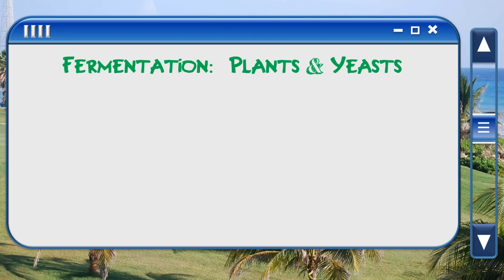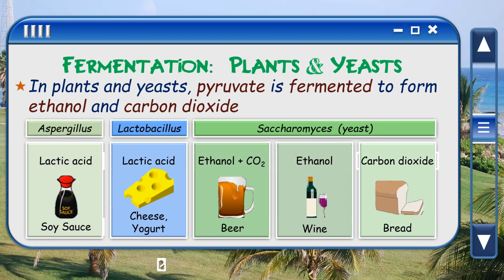So fermentation in plants and yeast. In plants and yeast, pyruvate is fermented to form ethanol and carbon dioxide. We have looked at fermentation in animals where we produce lactate. But when it comes to plants and yeast, our pyruvate is going to be fermented into ethanol and carbon dioxide as the end product. And this can be used, for example, in the preparation of soya sauce.